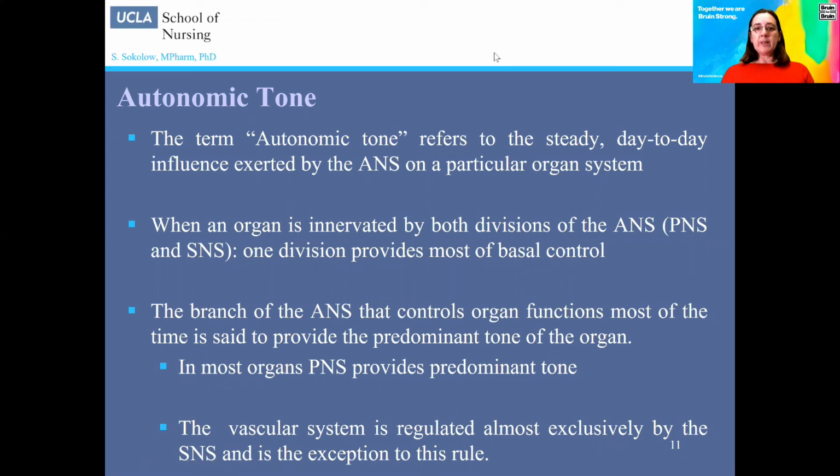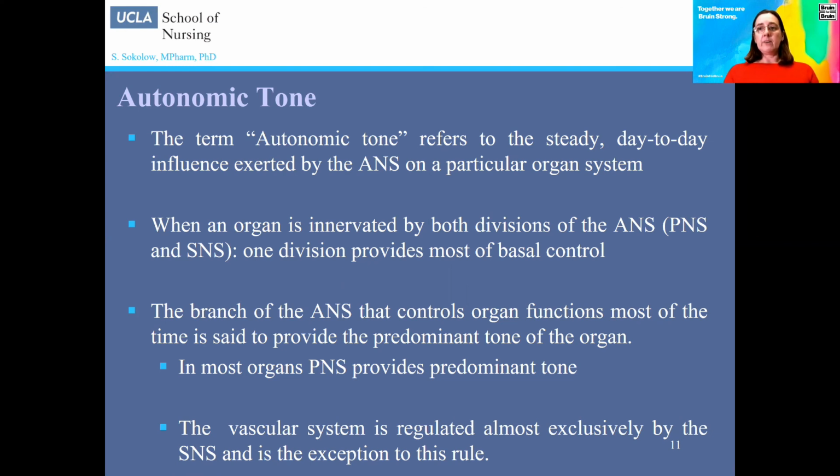Now, autonomic tone is the term that refers to the steady day-to-day influence exerted by the autonomic nervous system on a particular organ system. If you remember a couple of slides ago, I said that most of the time they are complementary, but one may be more prominent than the other, depending on the organ or the system. So basically the steady state, the overall effect, is what is called the autonomic tone. When an organ is innervated by both divisions, parasympathetic and sympathetic, one division provides most of the basal control. That branch of the autonomic nervous system that controls the organ function most of the time is said to provide the predominant tone of the organ.